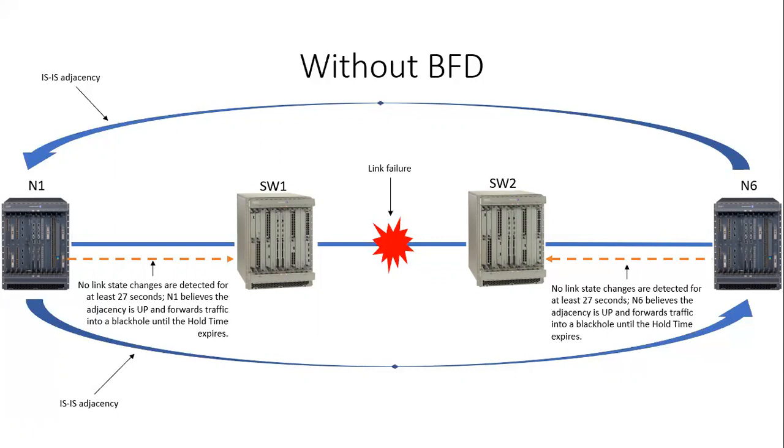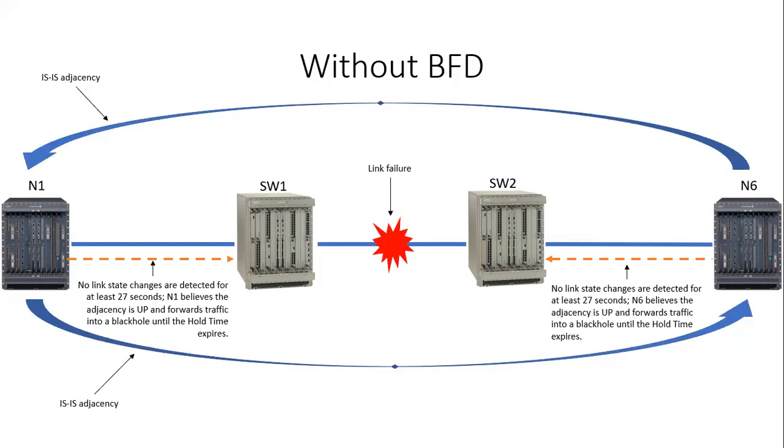So no link state changes are detected for at least 27 seconds, looking at the connection between N1 and switch 1. N1 believes the adjacency is up and forwards traffic into a black hole until the hold down timer expires, or the hold time expires. Likewise, looking at the connection between N6 and switch 2, no link state changes are detected for at least 27 seconds. N6 believes the adjacency is up and forwards traffic into a black hole until the hold down timer expires.